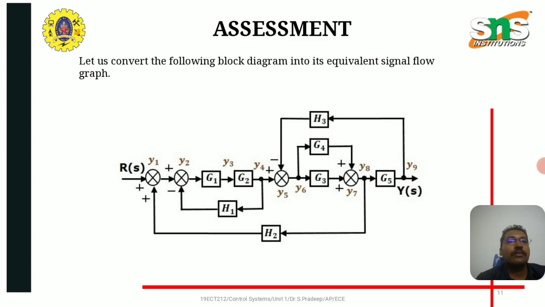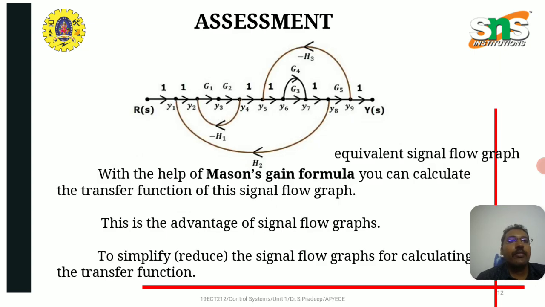We need to convert the following block diagram into its equivalent signal flow graph. Try yourself. The answer for the above block diagram is also given here.